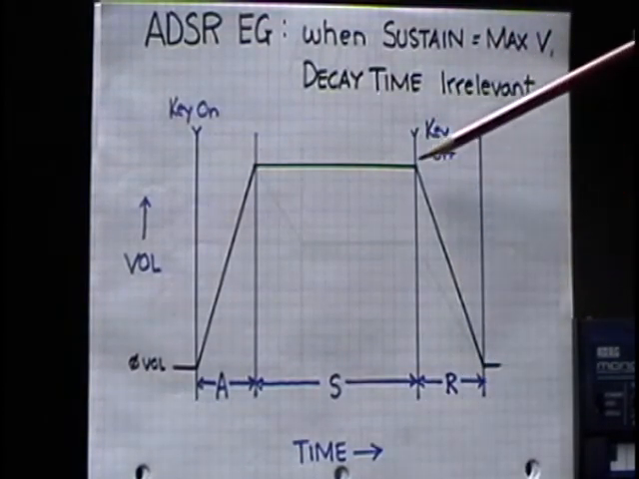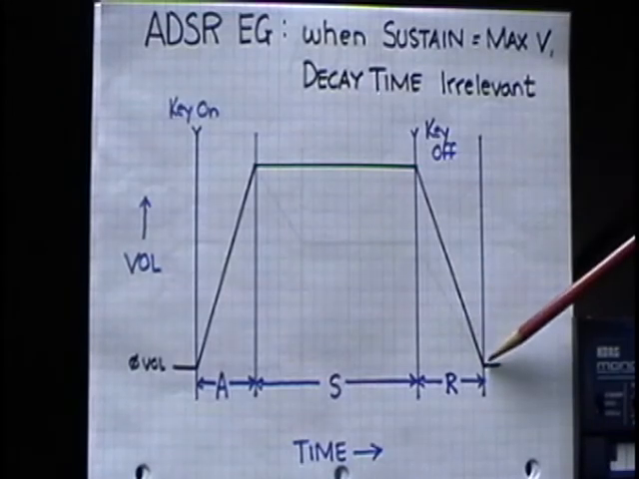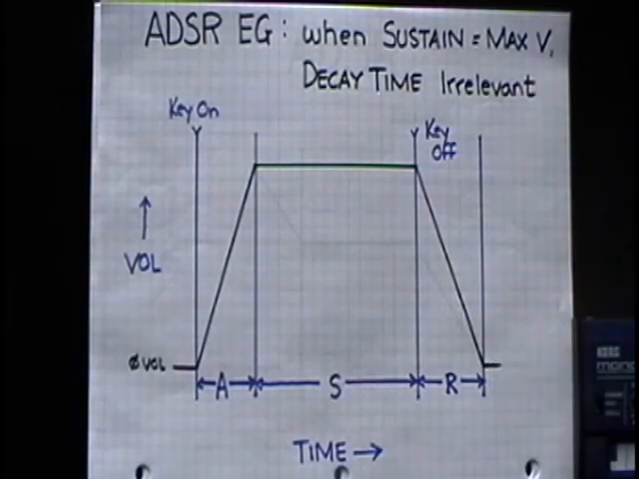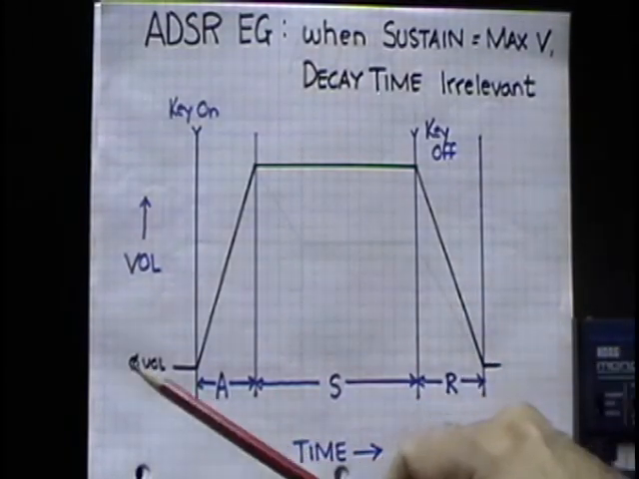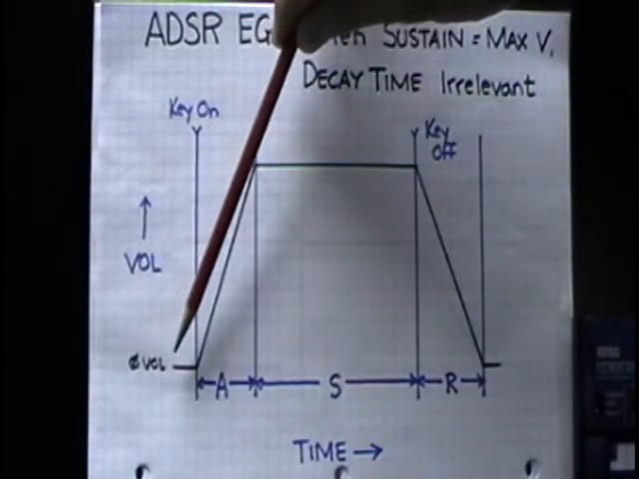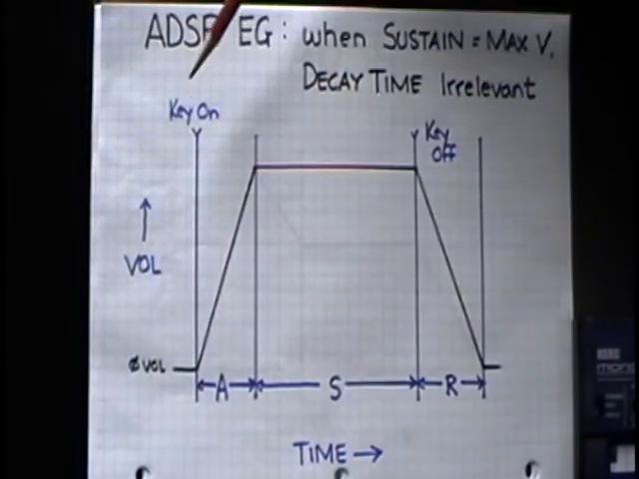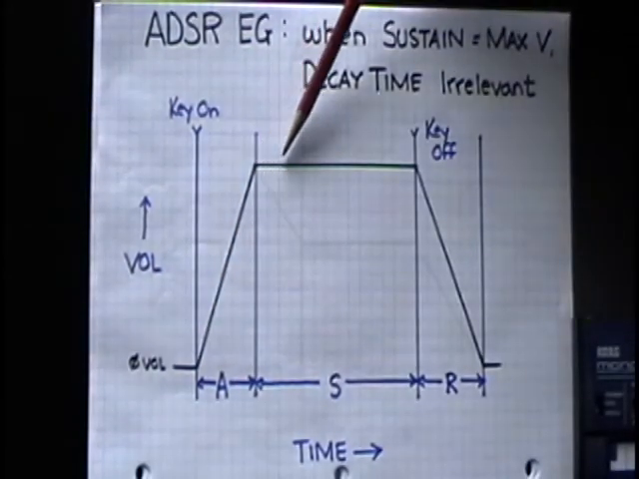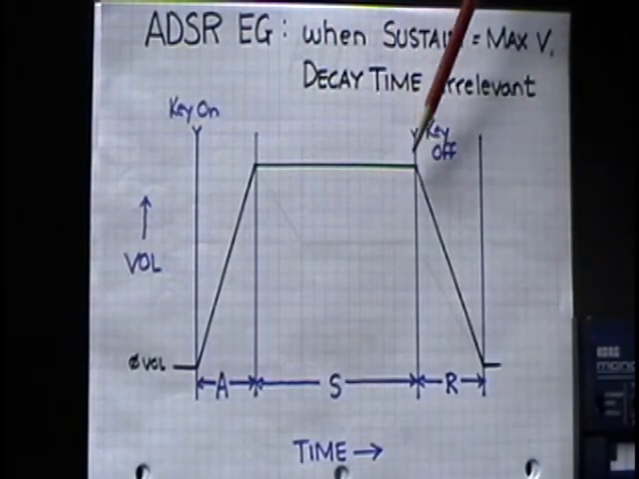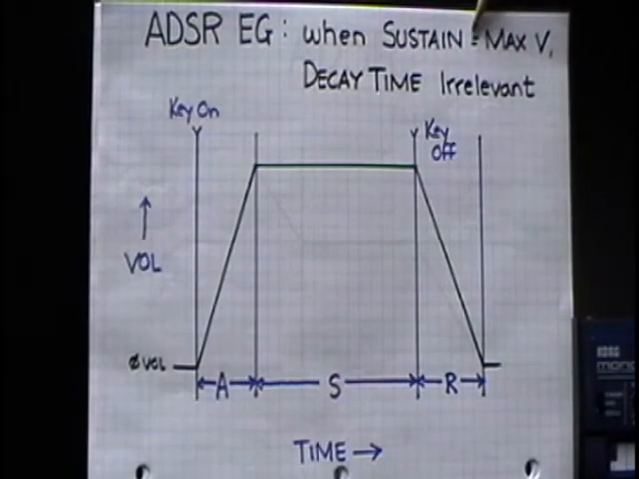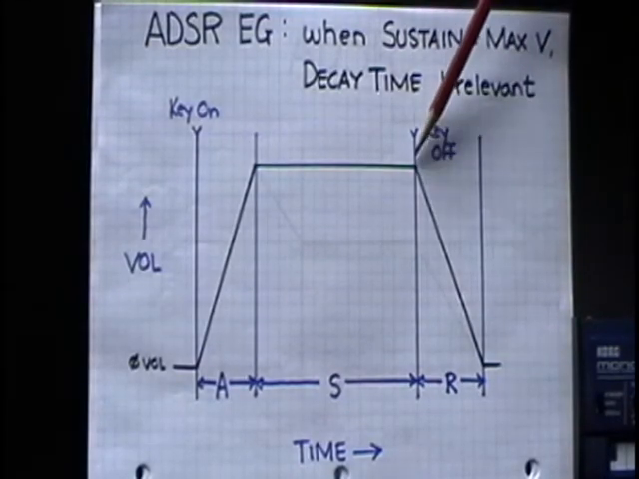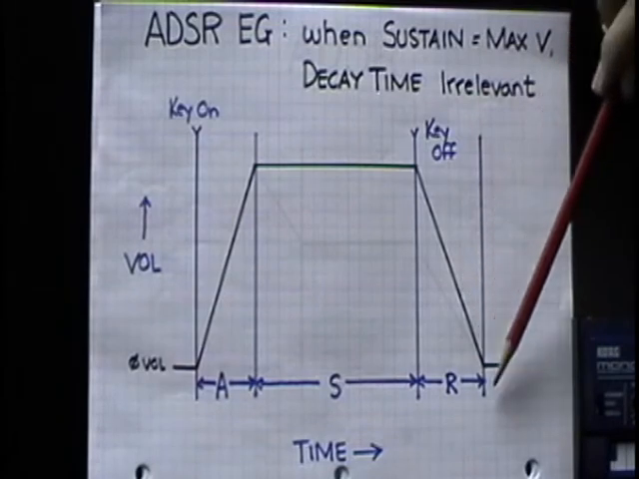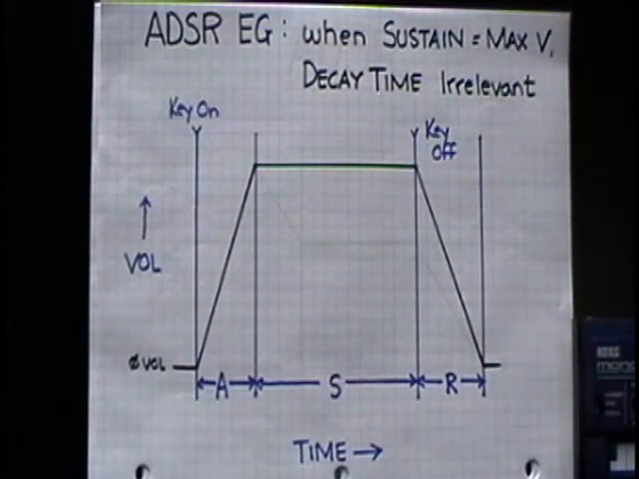The release time determines the rate at which that volume drops back down to 0. Okay, so we're looking at a 0 volume before a key is hit or trigger. Key is pressed. This jumps up to the maximum level, or the sustain level in this case, which they're equal. You release the key, and then that's the rate at which it drops back down to 0.